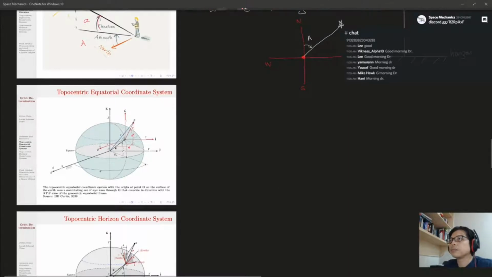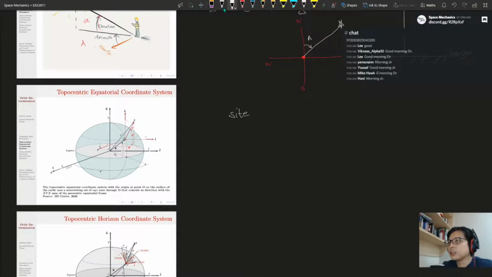Let's say you are sitting in, for example, this is your observation site. Let's say you observe something from our space lab, so you observe something from UPM Serdang. It's the observation site, and then you see some object in the sky.